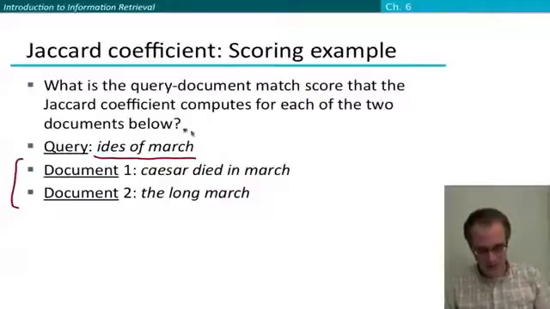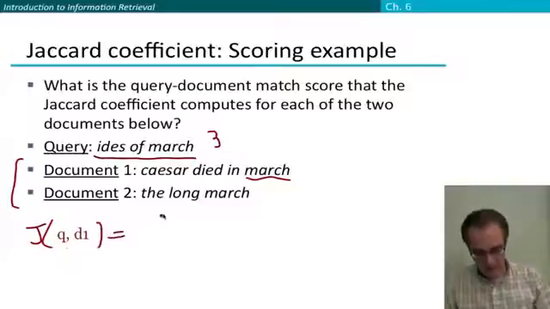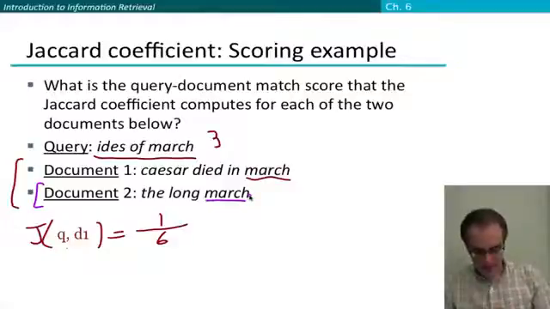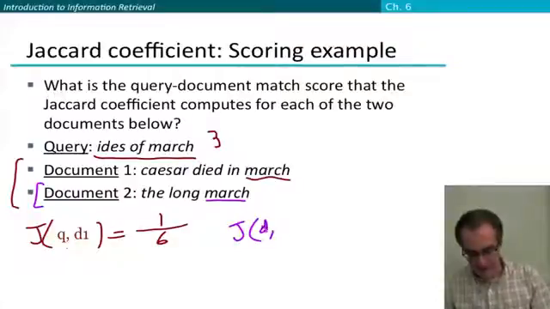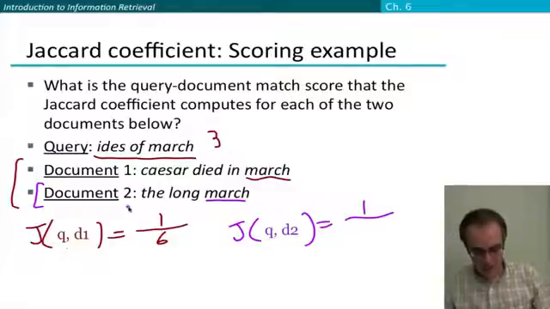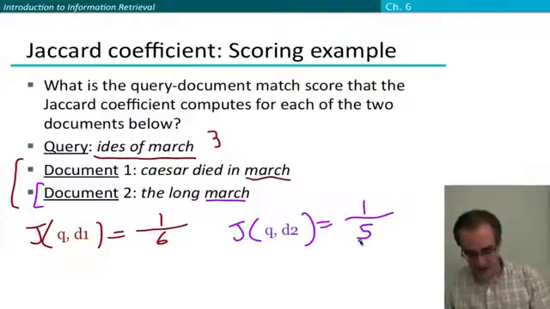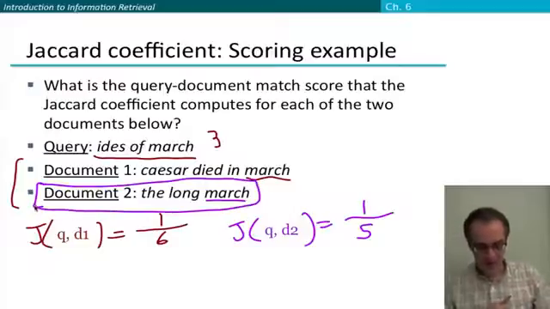So there are 3 different words here, and for document 1, Caesar doesn't occur in it, died doesn't occur in it, in doesn't occur in it, March does occur in it. So the size of the intersection is just 1 word, and the total number of words is 6. For the second document, "the" doesn't occur in the query, "long" doesn't occur in the query, but again, March does occur in the query. So this time the Jaccard coefficient of the query and D2 is going to be 1 divided by the number of words, which is this time 5. So this document is going to win as having the higher Jaccard score.